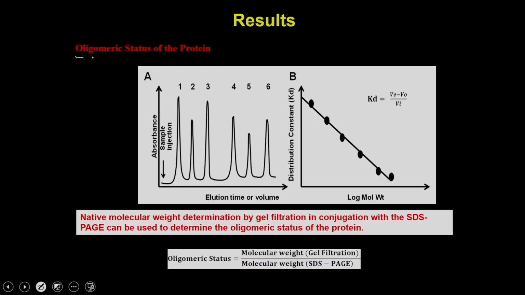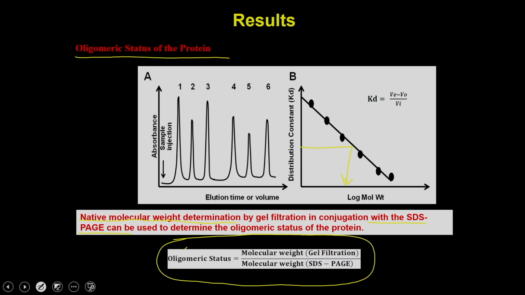So, how do you determine the oligomeric status of the protein? First, you calibrate the column, then you draw the calibration curve. Now, you have the native molecular weight, which you determine with the help of the calibration curve, and then you determine the denatured molecular weight with the help of SDS-PAGE. If you put it into a formula, the oligomeric status is equivalent to the molecular weight you get from the gel filtration divided by the molecular weight you get from the SDS-PAGE.